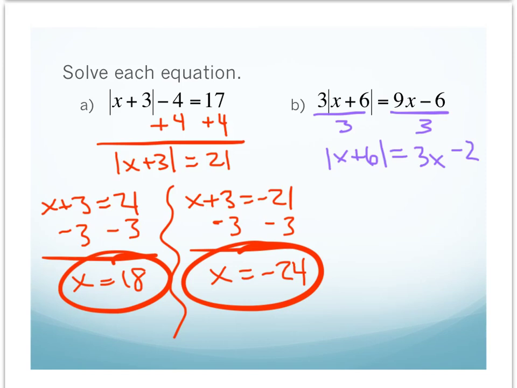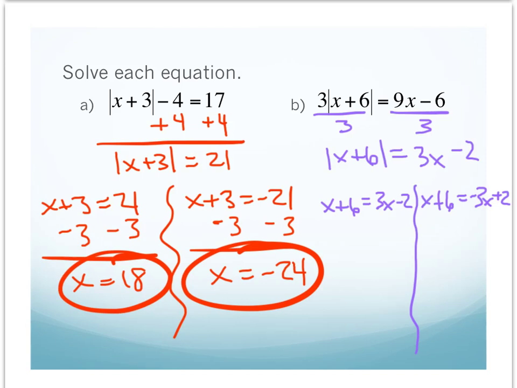And then I proceed with this problem. X plus 6 equals 3x minus 2, just as it was written above. Now the other side is a little bit tricky because you have to take the opposite of 3x minus 2. So you change the signs in front of the 3 and the 2. So it's going to be x plus 6 is equal to negative 3x plus 2.